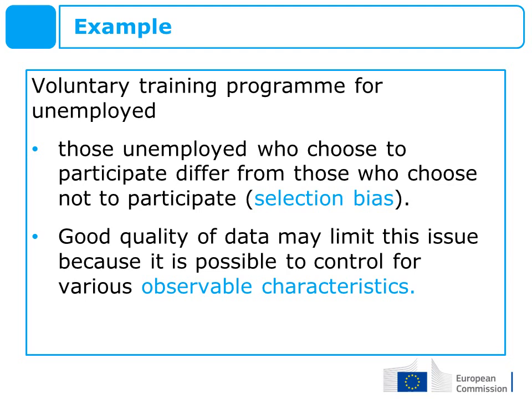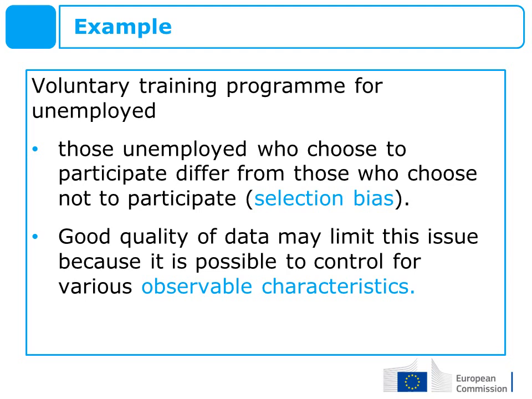Example: the case of a voluntary training program for the unemployed. In this case, the evaluator may define the treated, namely who participates in the program, and the controls, who are the people that do not join it. The main issue relates to the fact that it's very likely that those unemployed who choose to participate differ from those who choose not to participate in important characteristics like motivation and ability. This is called selection bias.